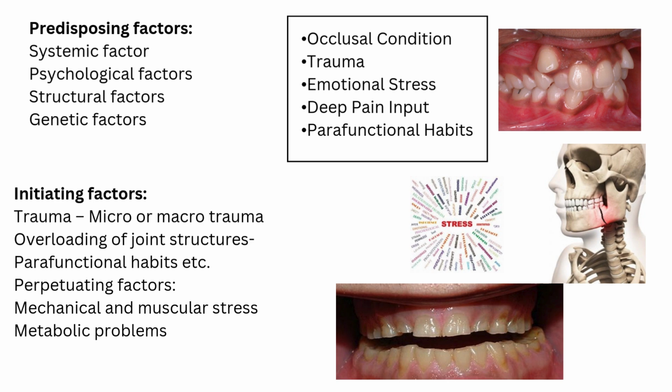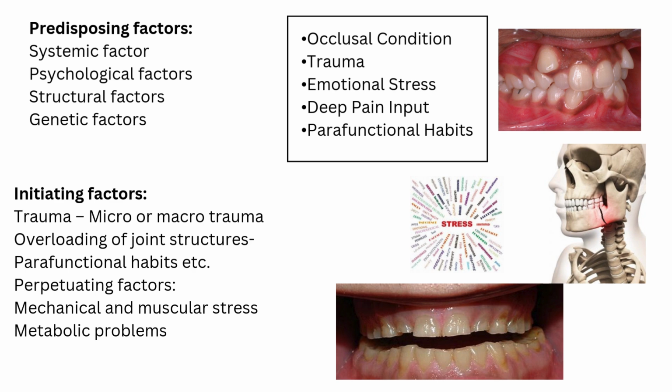The first is the predisposing factors. This could be systemic factors like osteoarthritis, which causes thinning of the condyle, again resulting in structural changes. Or it could be a psychological factor, where there is a lot of emotional stress and sometimes the muscle goes into spasm because of that. Or it could be sleep disturbances, which again cause muscle spasms. Or structural factors like malocclusion, or it could be genetic.